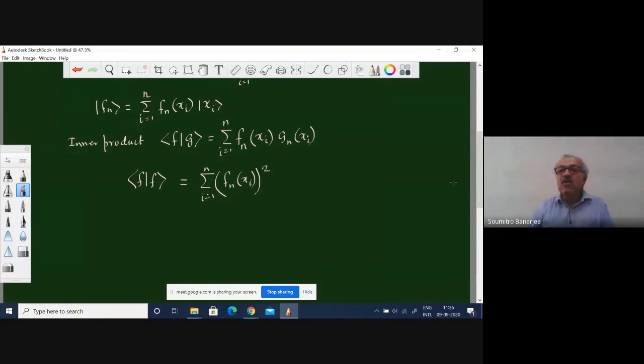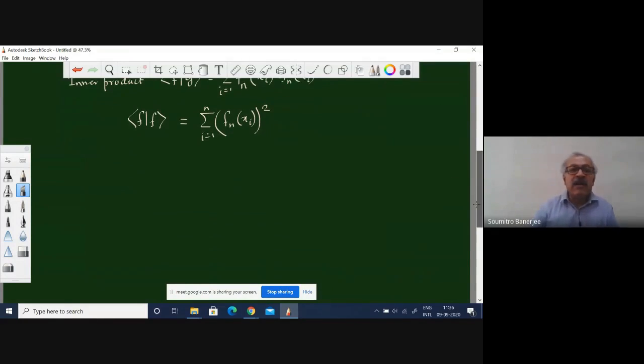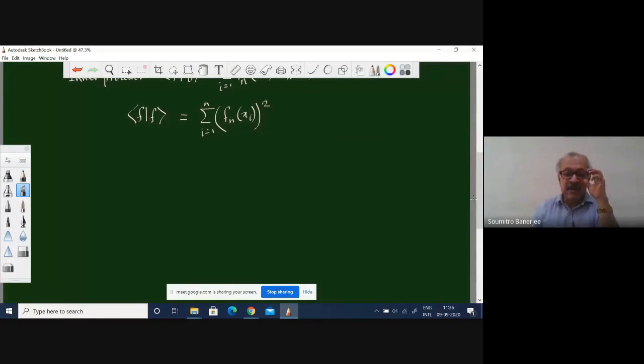That's one problem we need to encounter. And the way you'll normally find in books that this is encountered is that we define the inner product of f and g as the sum over i equal to 1 to n.